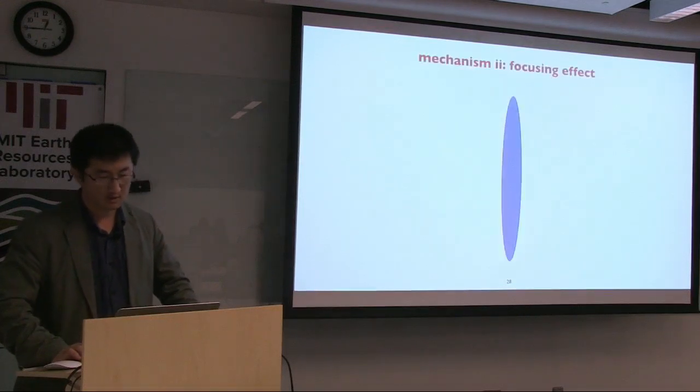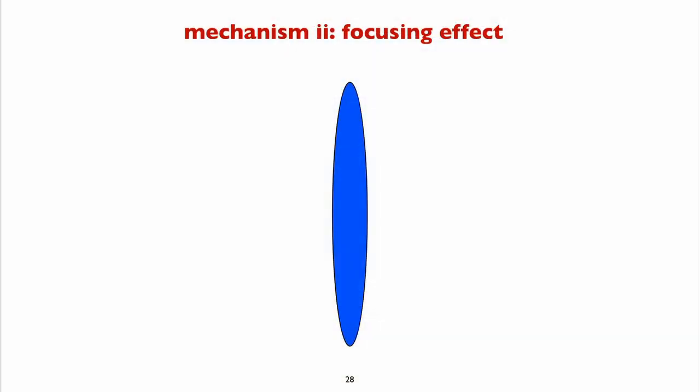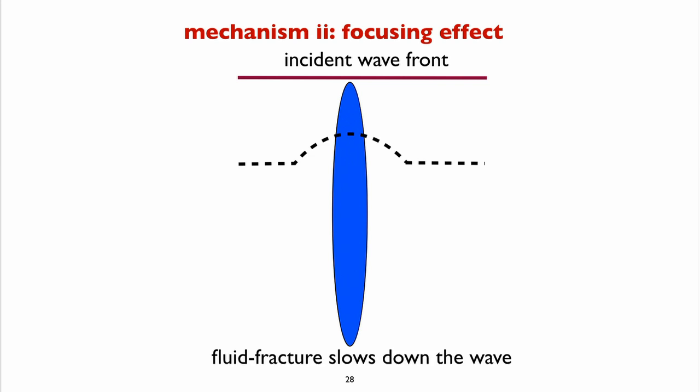The second one is a focusing effect. So again, this is a representation of the fracture, and you have an incident wavefront. And as the wave propagates, because the wave around the fracture is dragged and slows down, you have a concave shape wavefront. And we know that the energy flux is always perpendicular to the wavefront. So therefore, we are going to have a focus effect. And clearly, the focus depends on the geometry of the fracture. So that's the second one.